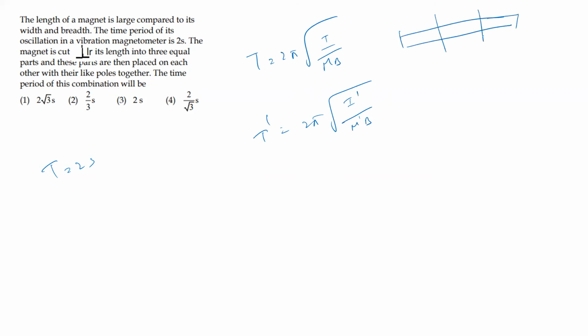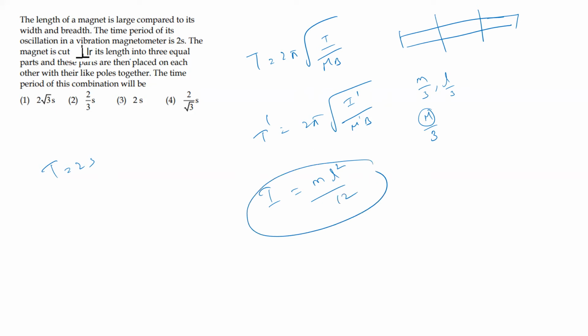So then the new moment of inertia of each bar you need to find. Mass will become m/3. Length will become l/3. Magnetic moment will also become m/3. Right? What is the moment of inertia formula? I is equal to ml square by 12. Find out the new moment of inertia, and they placed one over each other, right? Like this.